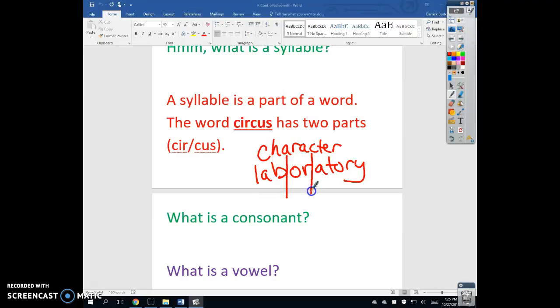Lab-or-a-tor-y. So first you ask how many parts are in the word laboratory? 1, 2, 3, 4, and 5. What do you notice in the word laboratory? Oh, we have 2 R's. 1, 2. And the R's follow what? A vowel, okay, which is showing you that same pattern.